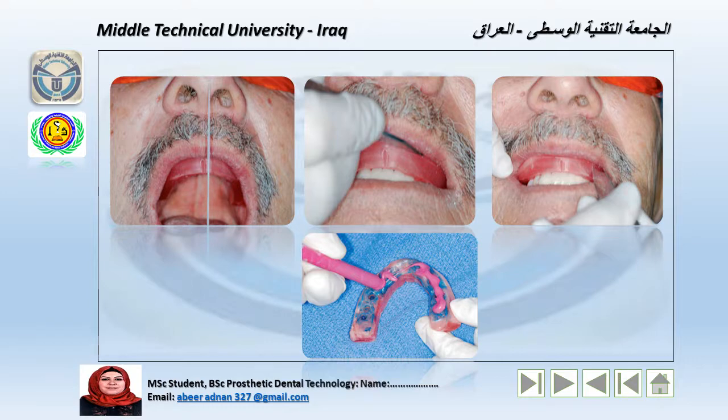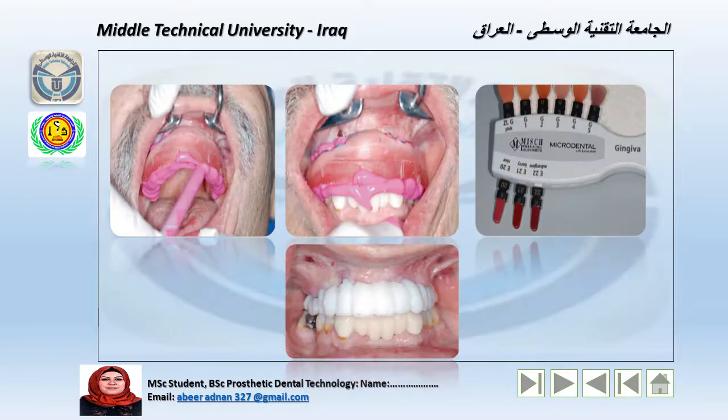The bite registration material is placed on the tissue surface of the base plate after adhesive is painted over the abutment locations. The bite registration material is placed over the wax rim. The occlusal vertical dimension and centric bite are recorded on the base plate and wax rim.